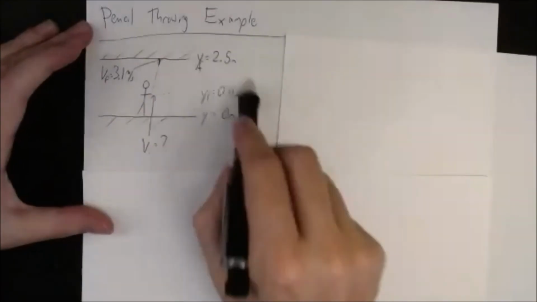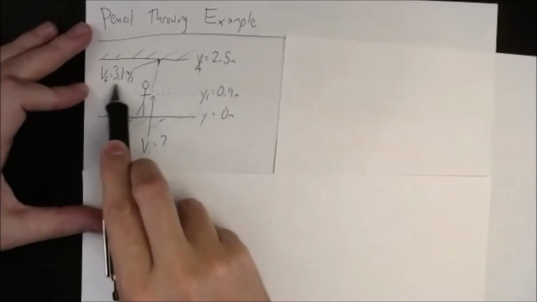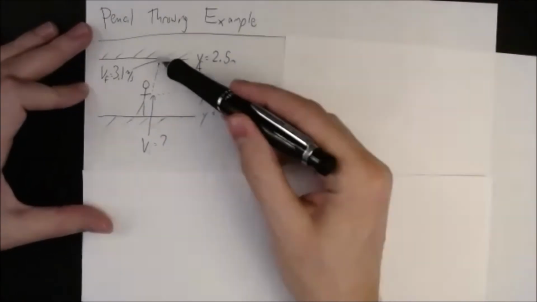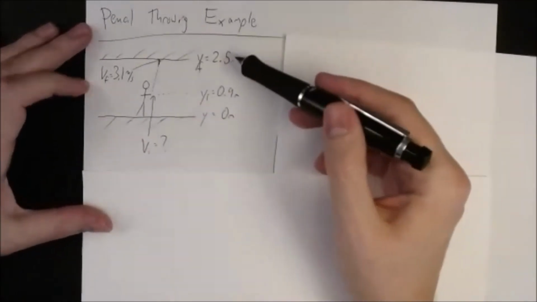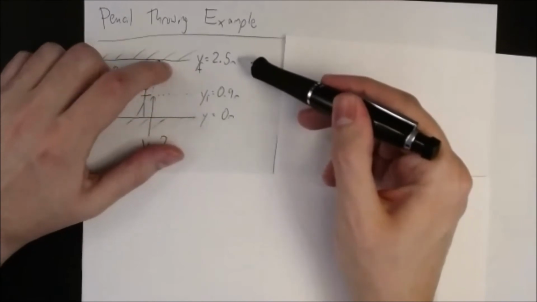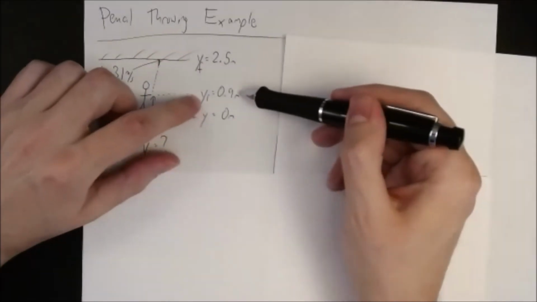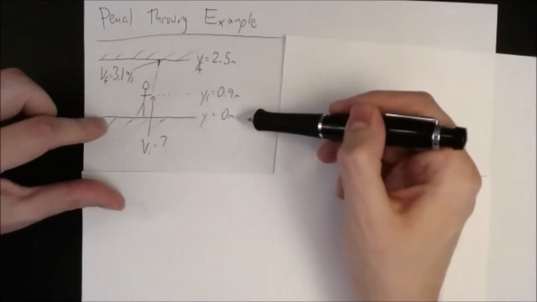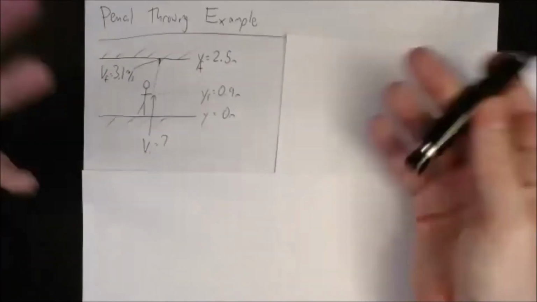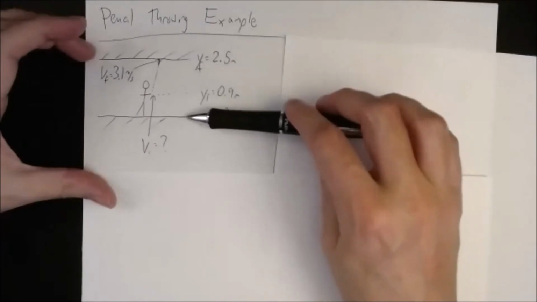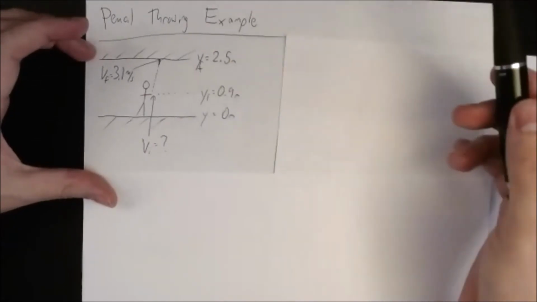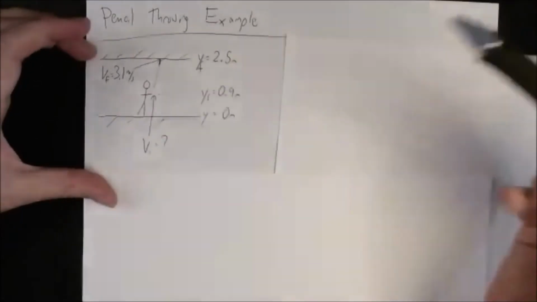I have everything set up here. Again, final velocity was 3.1 meters per second when it hits the ceiling. The final height is 2.5 meters because that's how high up it is up there. The initial height was 0.9 meters, and the floor is 0 meters. I've decided, because why not, we can set the height of the floor to be 0 meters. We want to find the initial velocity.